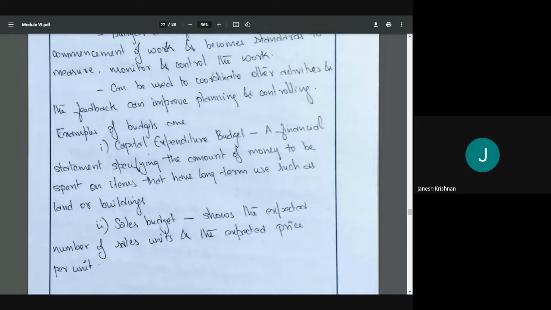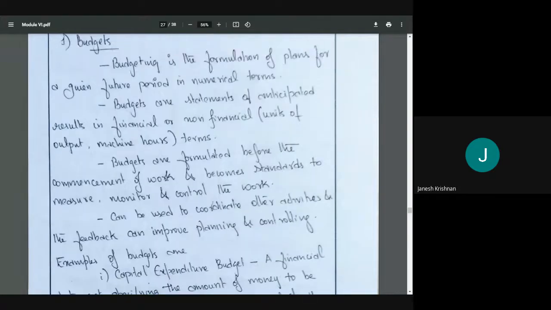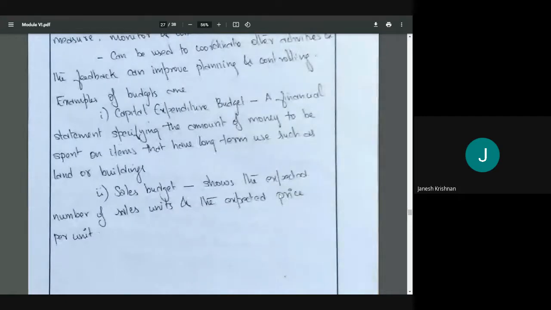Basically, what is budget? Budgets are anticipated statements. They are statements of anticipated results. It can be in financial terms or non-financial terms. Financially, in terms of money, or it may be in units of work, machine work, human work, or units of output, etc. One thing is it should be in numerical terms. That's the important thing. We are doing it for the future. We are forming it before the commencement of work, and that's the standard. So that's about budget.